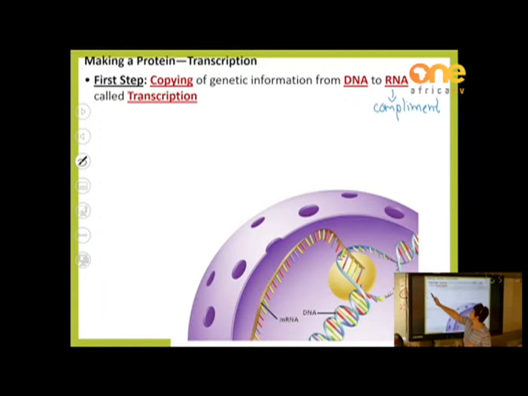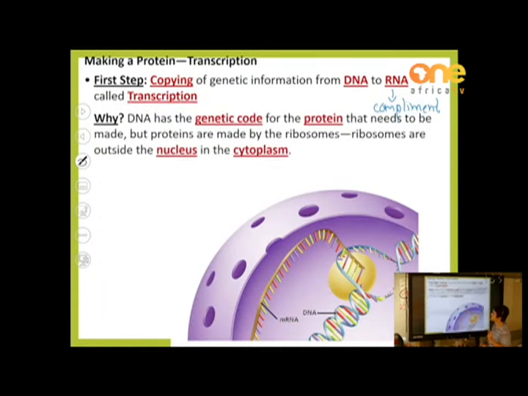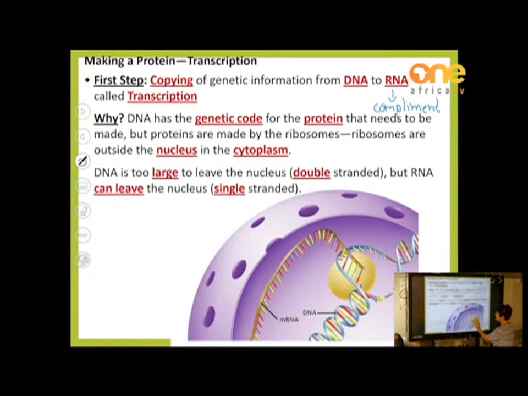Why do we have transcription from DNA? Because DNA contains the genetic code for protein. It is needed to get that message to the ribosomes that are outside the nucleus. But the DNA is large and the double helix cannot leave the nucleus.